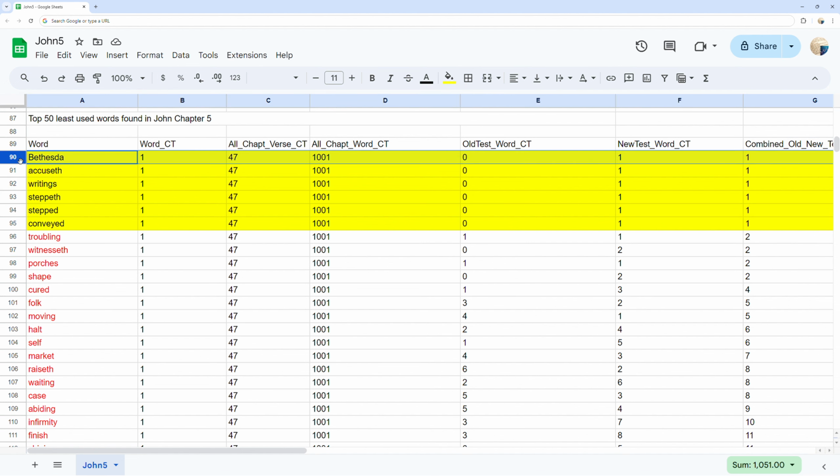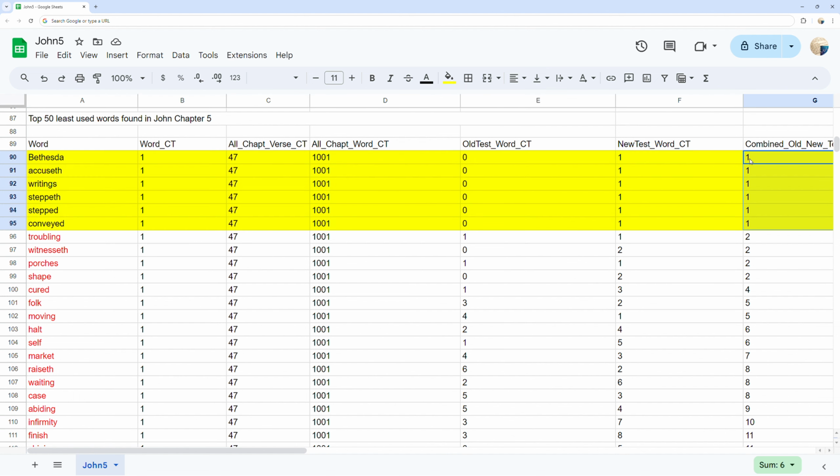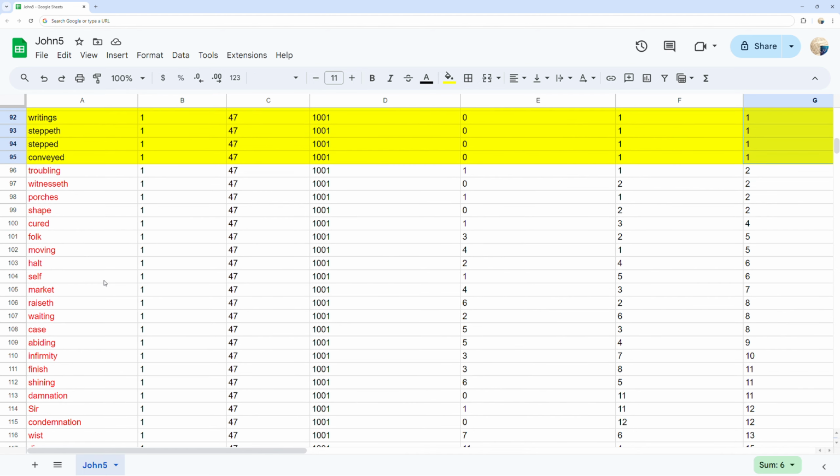You can see 6 words in yellow highlight which instances are only found one time in all the Bible, making it a rare occurrence only found in John chapter 5.